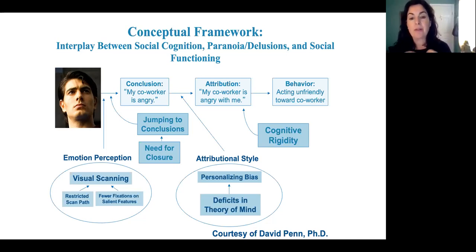So for example, in this situation, not only does the client first come to the conclusion, well, gosh, my coworker's angry, the second piece of it is, oh, well, if my coworker's angry, he must be angry with me, right? That's that personalizing bias, that exaggerated personalizing bias that people with paranoia and delusions have. There's also something called theory of mind, which is a whole other fascinating thing, but it's kind of this idea that people with paranoia and delusions tend to have difficulty putting themselves in other people's shoes, right? That's sort of the basic way to understand it.